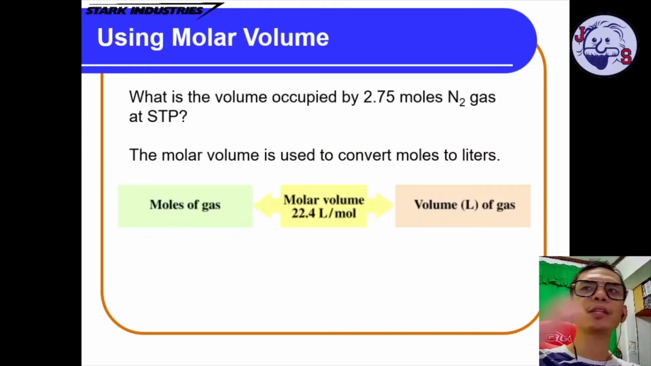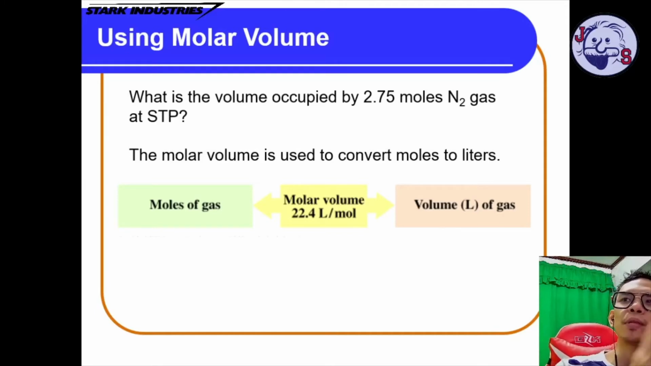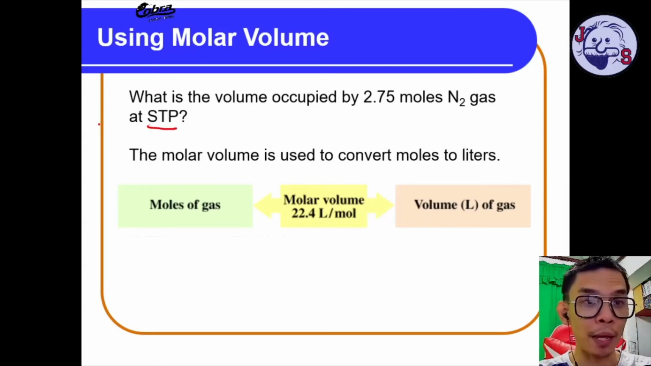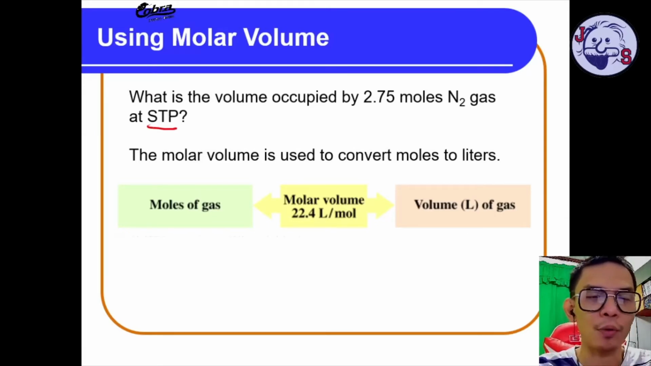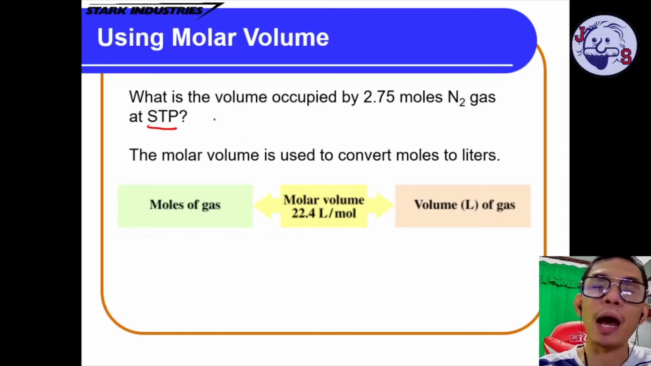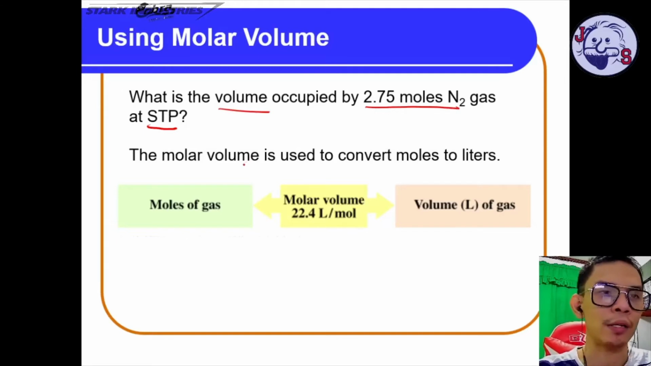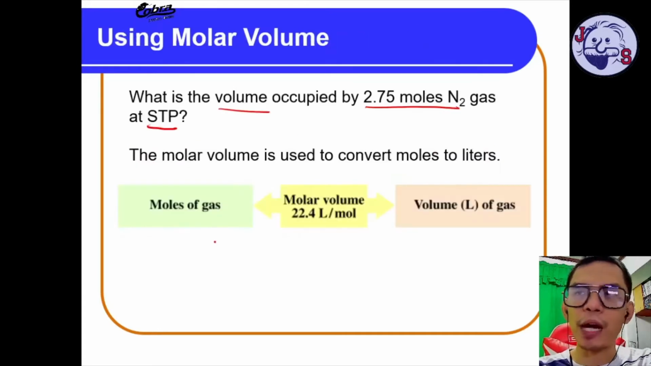What is the volume occupied by 2.75 moles of N2 gas, or nitrogen gas, at STP? As you can see here, our problem is at STP, so we will not have any problems on this one. The problem is asking us to convert this 2.75 moles of nitrogen gas to volume. How do we do that? With the use of the conversion factor, we can do this one.